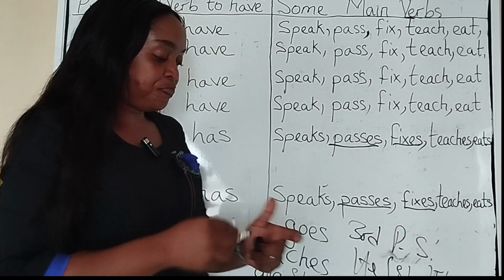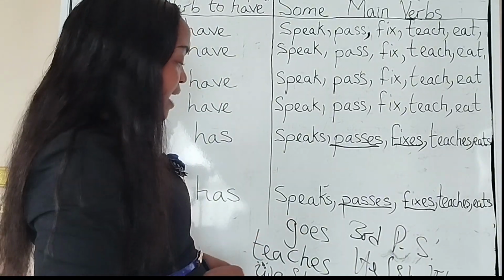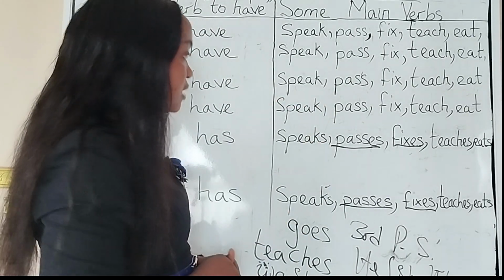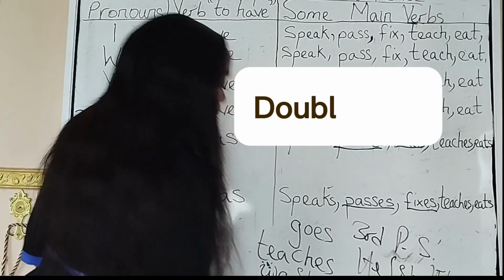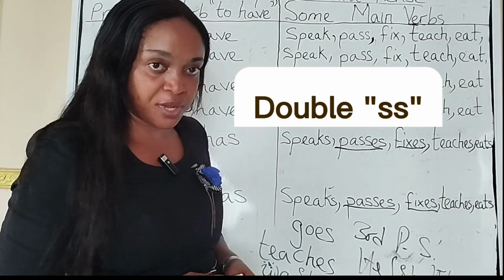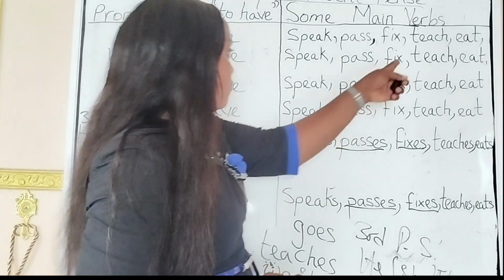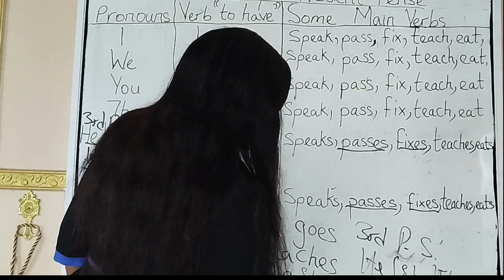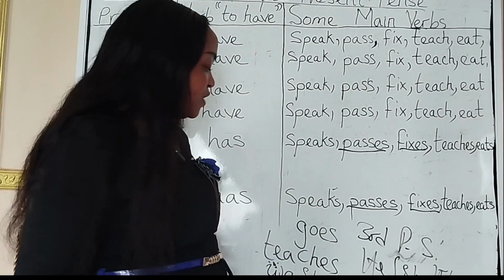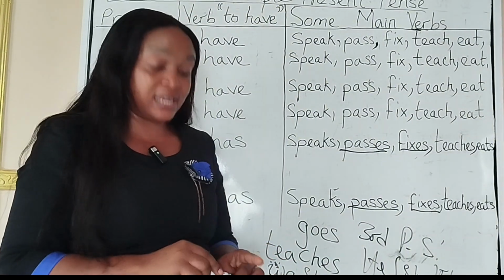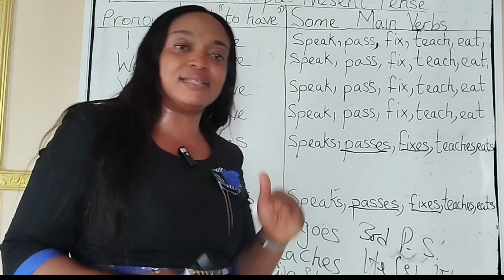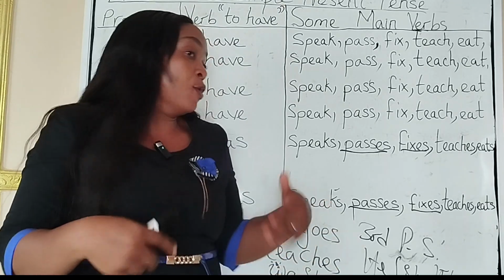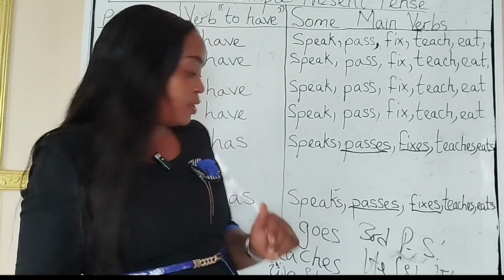Don't forget. Another verb I gave today is another verb that ends with double S: passes. Is that okay? And I gave another one, the verb that ends with X. Whenever you have any of those verbs and you're talking about the third person singular in the simple present tense, or present simple tense, they're the same.